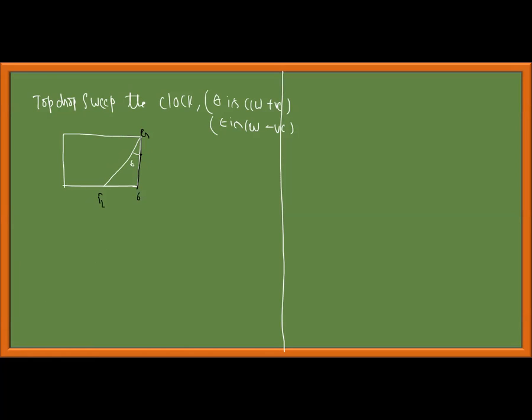Sweep the clock towards the hypotenuse. You come like this, towards the hypotenuse you go like this. If, from the vertical, you are going towards the hypotenuse in the anti-clockwise direction, your theta is positive. Theta is in the counterclockwise direction, this is positive. I'll take another three cases.